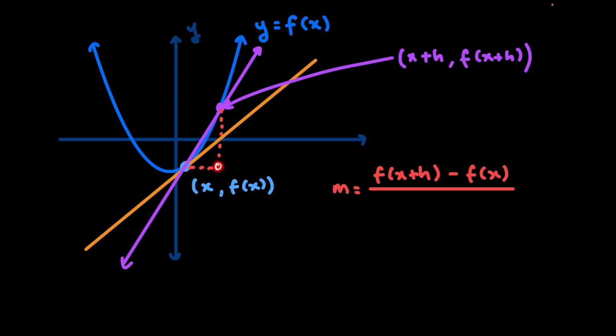Well, the final x value of my purple point is x plus h, and the initial x value, the light blue point, is just x. So it's x plus h minus x, and that simplifies down to, sorry, just h. Okay, so now that we have this, we can work out the gradient of the purple line.